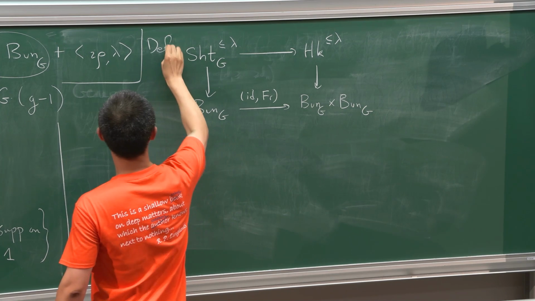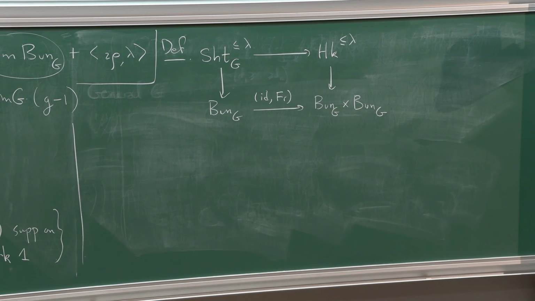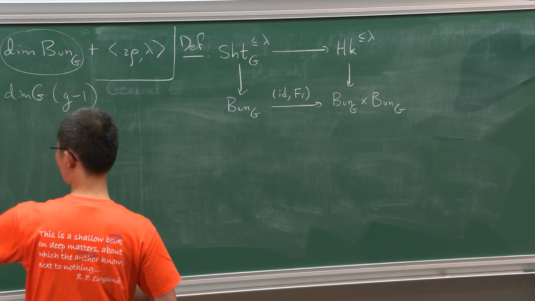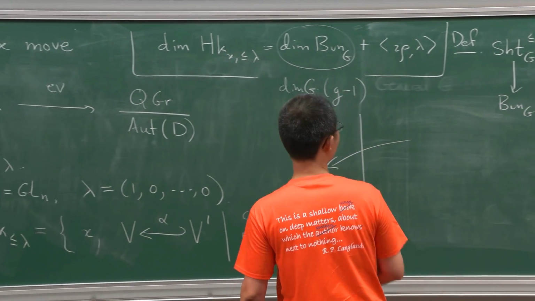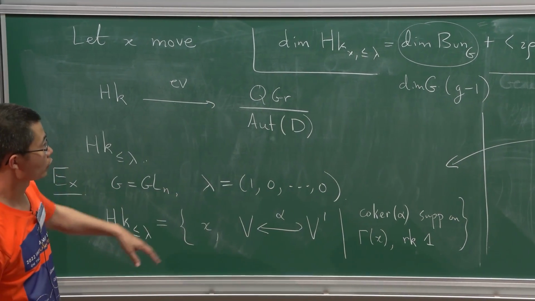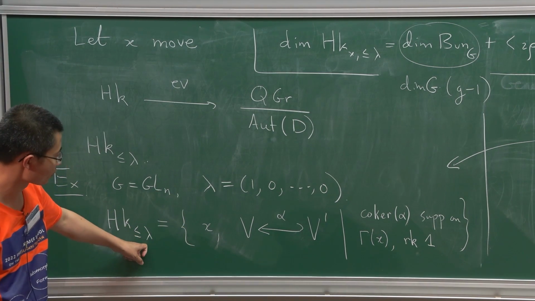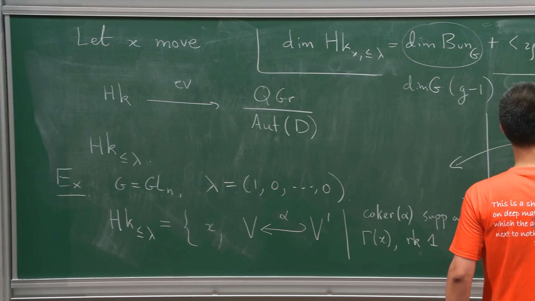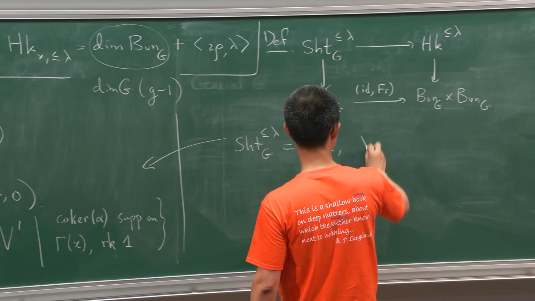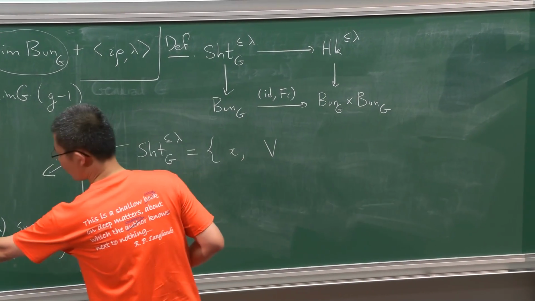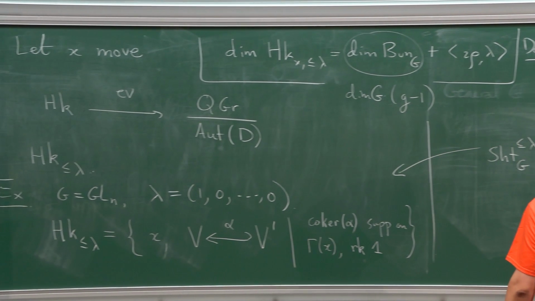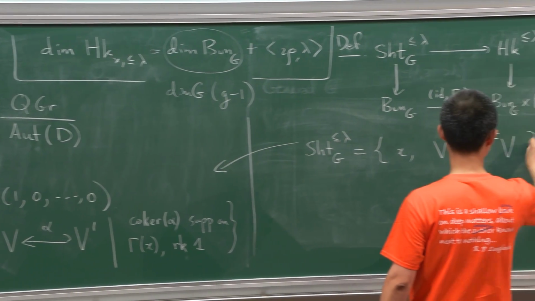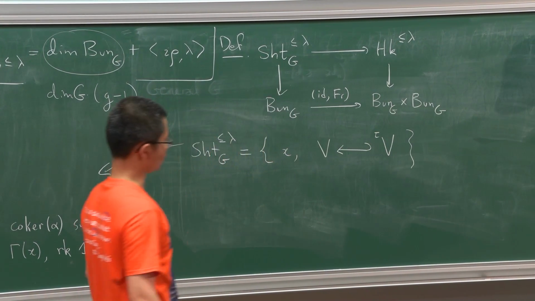Okay, so that's the definition. Now, if you try to compute what happens in this example, what Shtuka less than or equal to lambda is, you end up with this: moving point X, then V, and then V prime is the Frobenius pullback of V, and it's required to be a subbundle, a subcoherent sheaf, whose degree is 1 less than V.